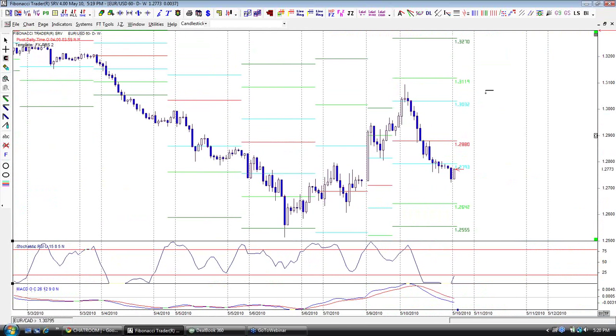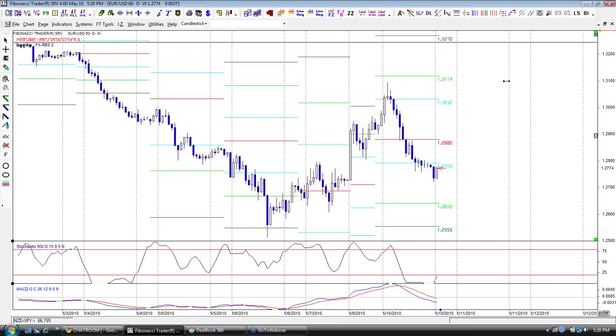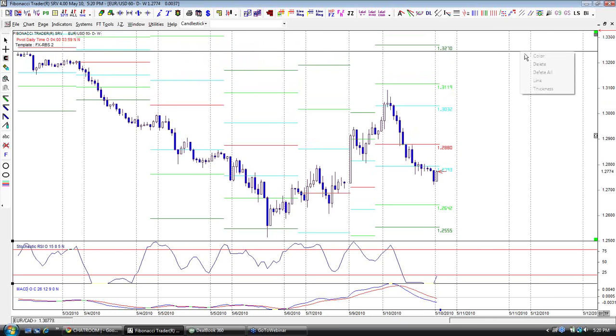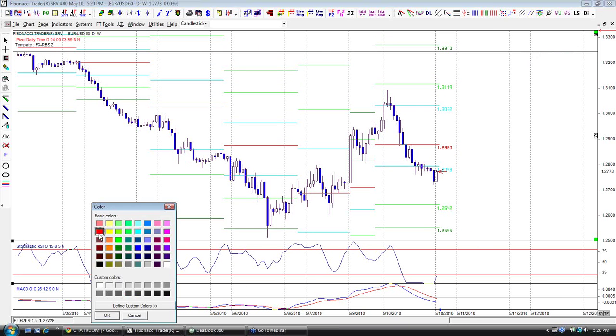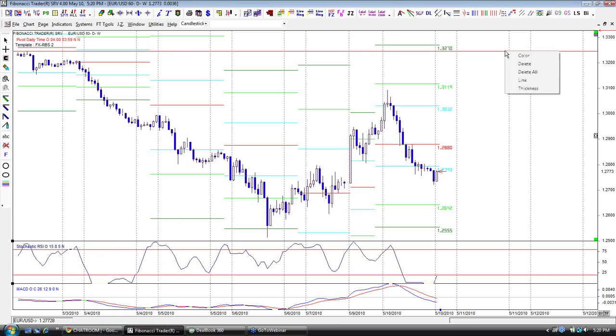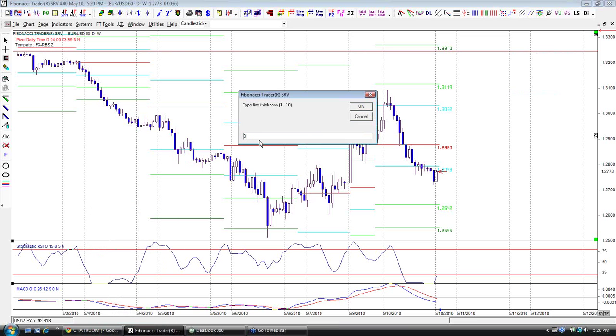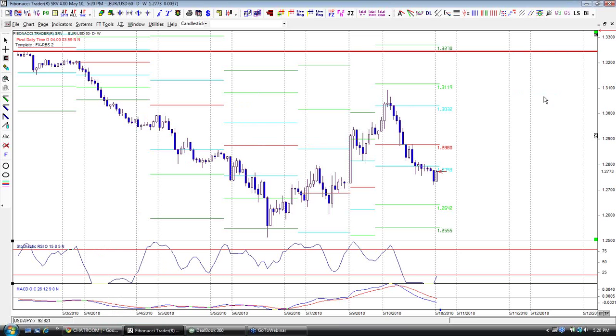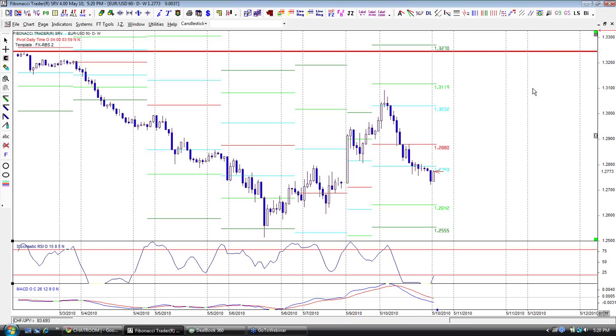We said that the level was 132.45. This is the level, correct? 132.45. And I'll actually color it red, make it a little thicker. Now this is the level we believe market will at least bounce.